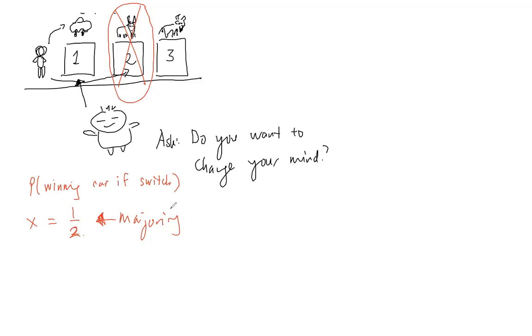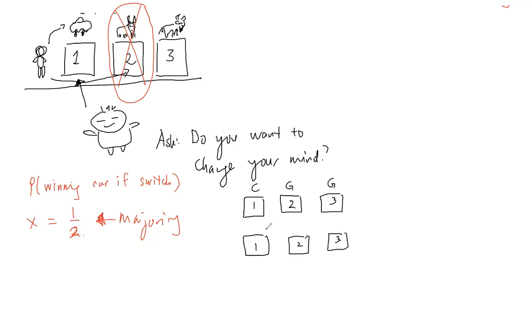Now, how do we propose to solve this problem? The simplest explanation will go like this. You have to consider all the possibilities. So 1, 2, 3. There are actually 3 possibilities: car, goat, goat. The other scenario will be the car is in the second door. And this is the last possibility: the car is here.